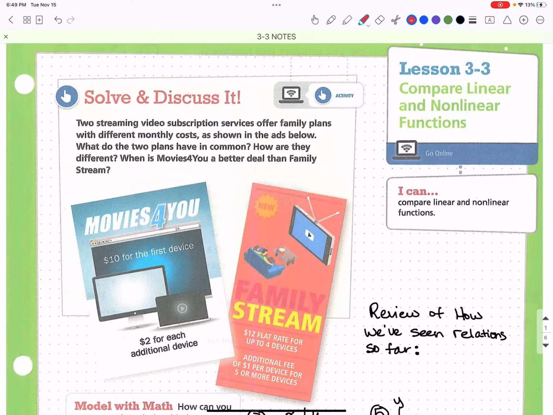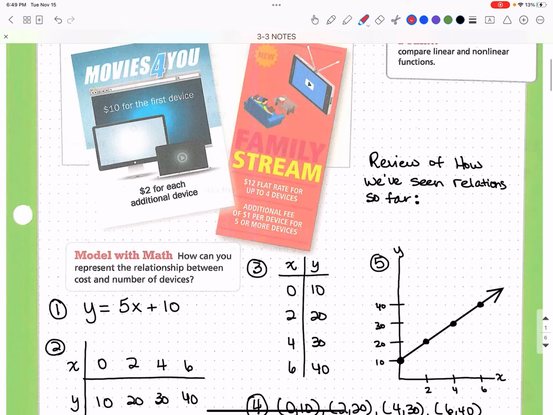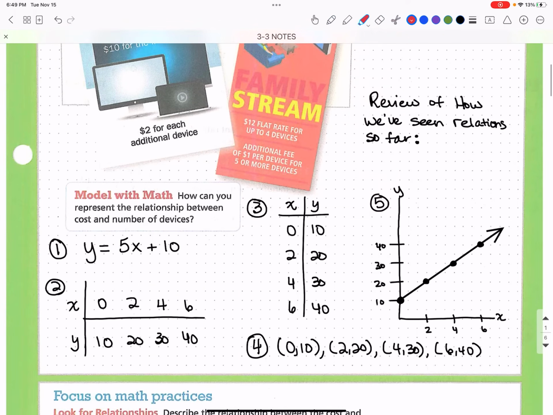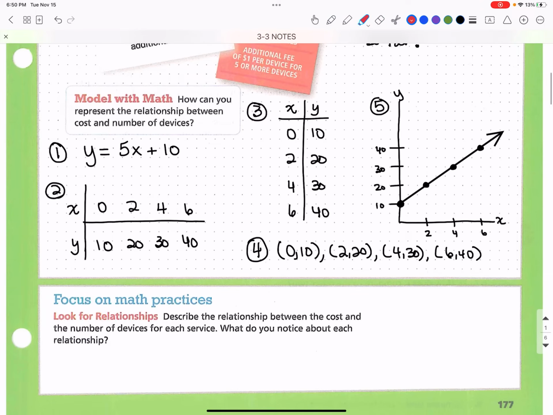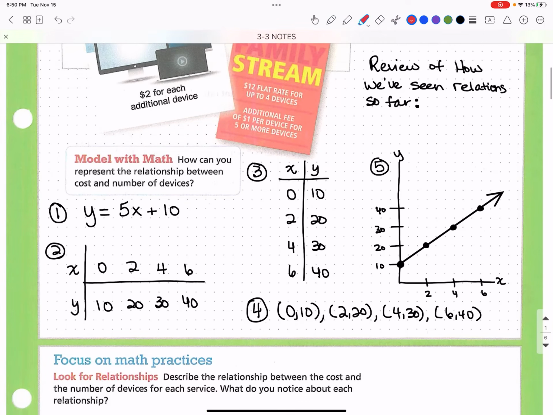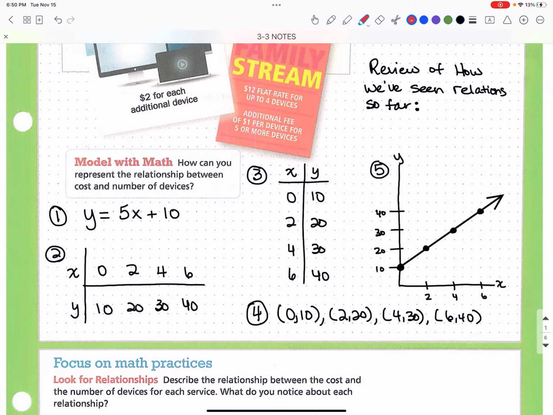So let's get started. As a review, I've got a few things drawn out here. You do not have to draw all this out. This is just my way of doing a very quick review with you. I'm in your notebook on page 177, just using this blank space to do a quick review. So these are 5 different ways that we have seen relations so far.